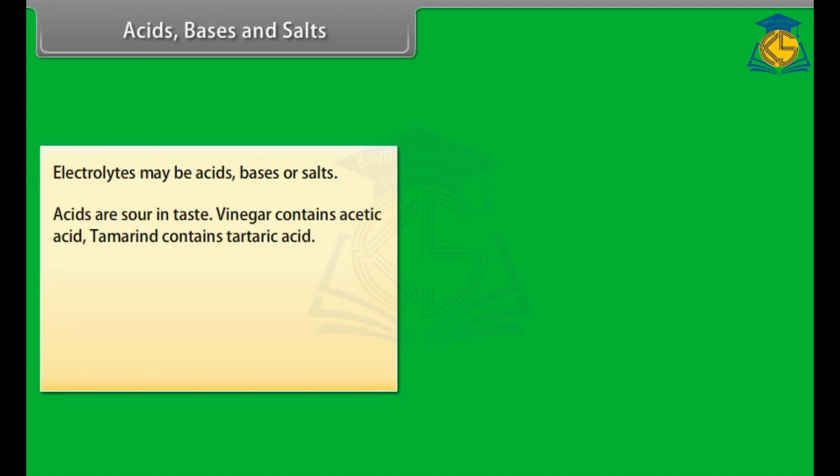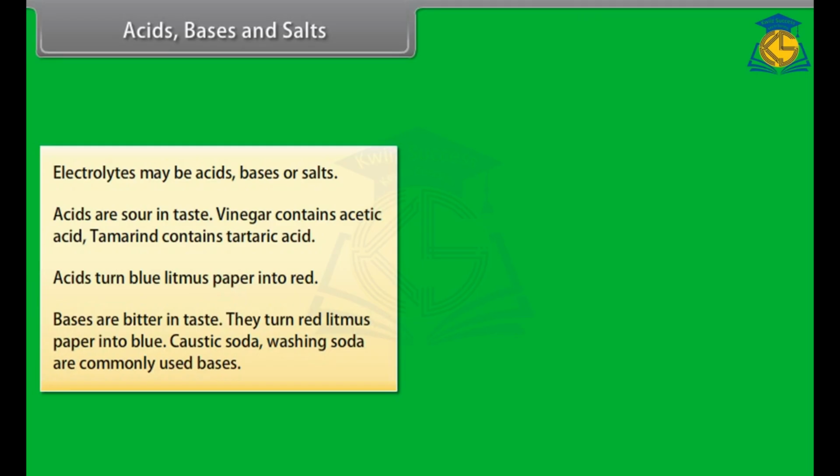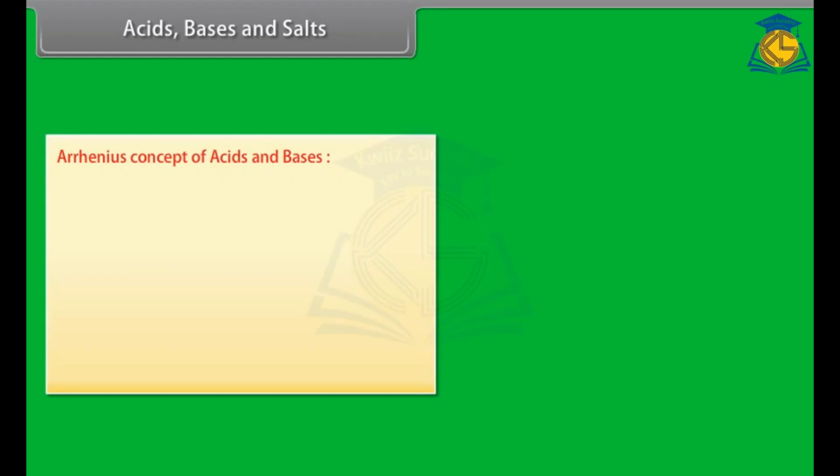Acids are sour in taste. Vinegar contains acetic acid. Tamarind contains tartaric acid. Acids turn blue litmus paper into red. Bases are bitter in taste. They turn red litmus paper into blue. Caustic soda, washing soda are commonly used bases. Arrhenius concept of acids and bases.